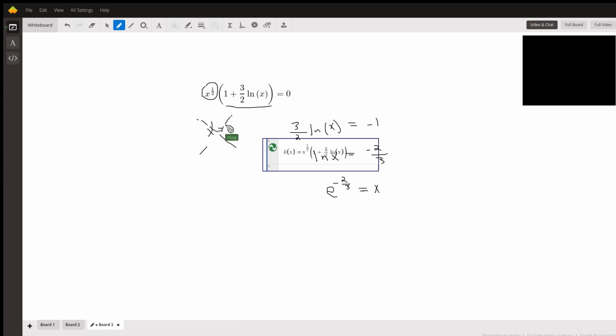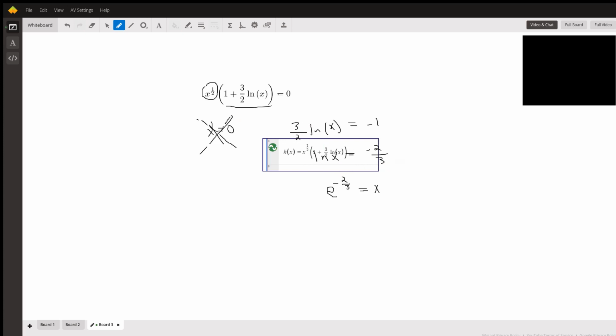Well, we've already seen that 0 is not in the domain of the original function, so we can reject that answer. But when does 1 plus 3/2 ln of x equal 0? Well, when 3/2 ln of x equals -1, multiply both sides by the reciprocal of 3/2, 2/3. So ln of x equals -2/3.